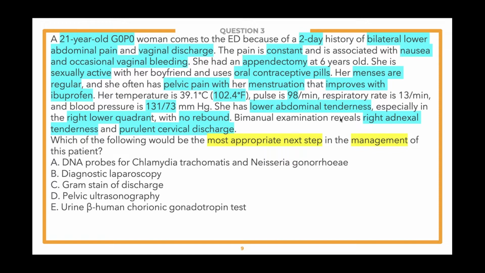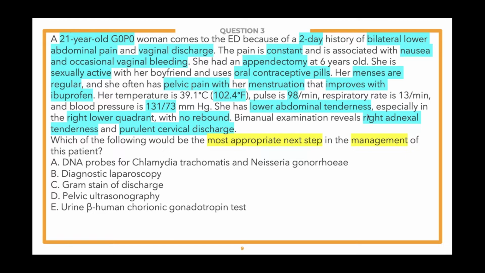Answer choice E, urine beta human chorionic gonadotropin test. D, pelvic ultrasonography. C, gram stain of discharge. B, diagnostic laparoscopy. And A, DNA probes for Chlamydia trachomatis and Neisseria gonorrhea.